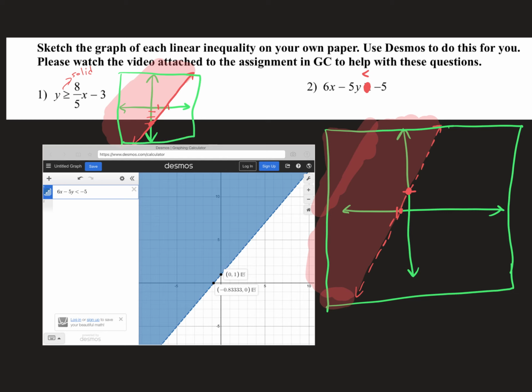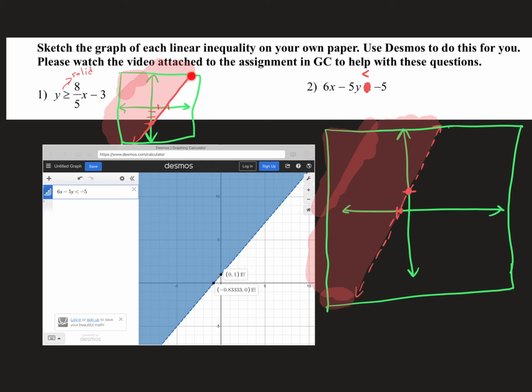So I got to add some shading. I went outside of it a little bit, and that's okay. So now what this tells me is all the ordered pairs that are in this area are a solution to this inequality. And all the ordered pairs that are in this shaded region or area are a solution to this inequality.